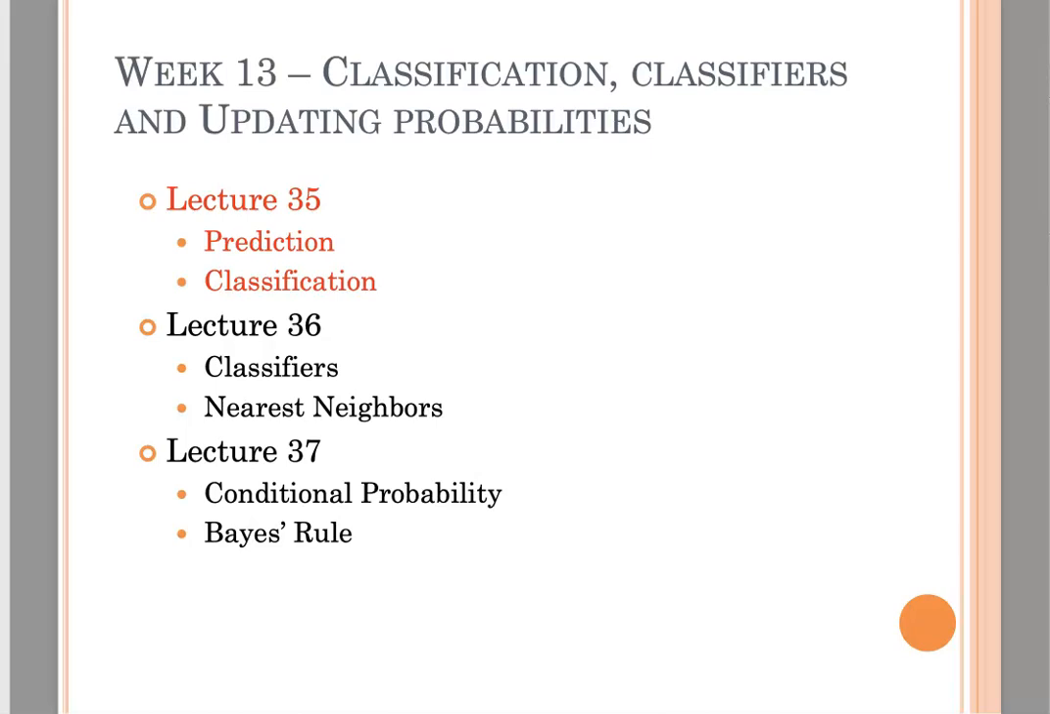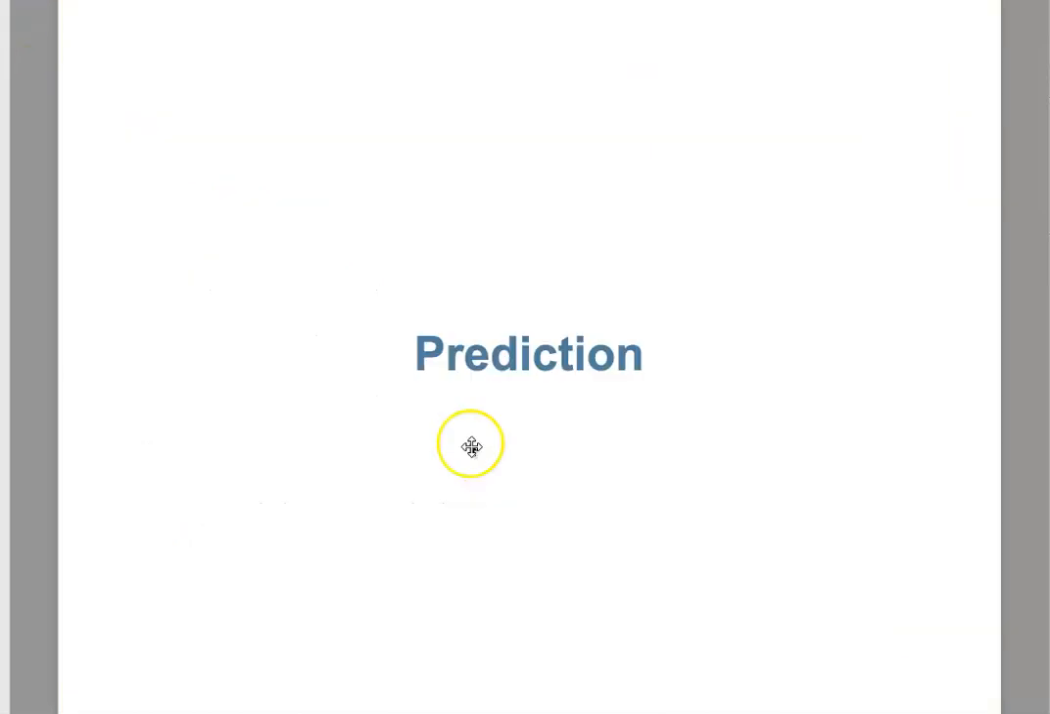So today's lecture, we will talk about classification. Then the next lecture, we will talk more about the classifier. Then we will have the updated probabilities. Prediction. Since the past couple weeks, we have been talking about regression. Actually, at the end, we are doing prediction. So today, we will continue to talk about prediction, but it will be a little different.